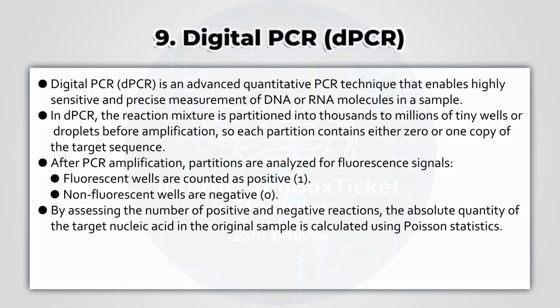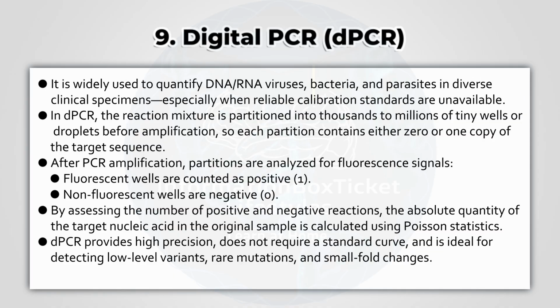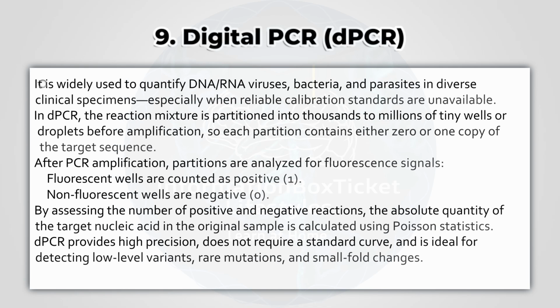By assessing the number of positive and negative reactions, the absolute quantity of the target nucleic acid in the original sample is calculated using Poisson statistics. dPCR provides high precision, does not require a standard curve, and is ideal for detecting low-level variants, rare mutations, and small fold changes. It is widely used to quantify DNA/RNA viruses, bacteria, and parasites in diverse clinical specimens, especially when reliable calibration standards are unavailable.